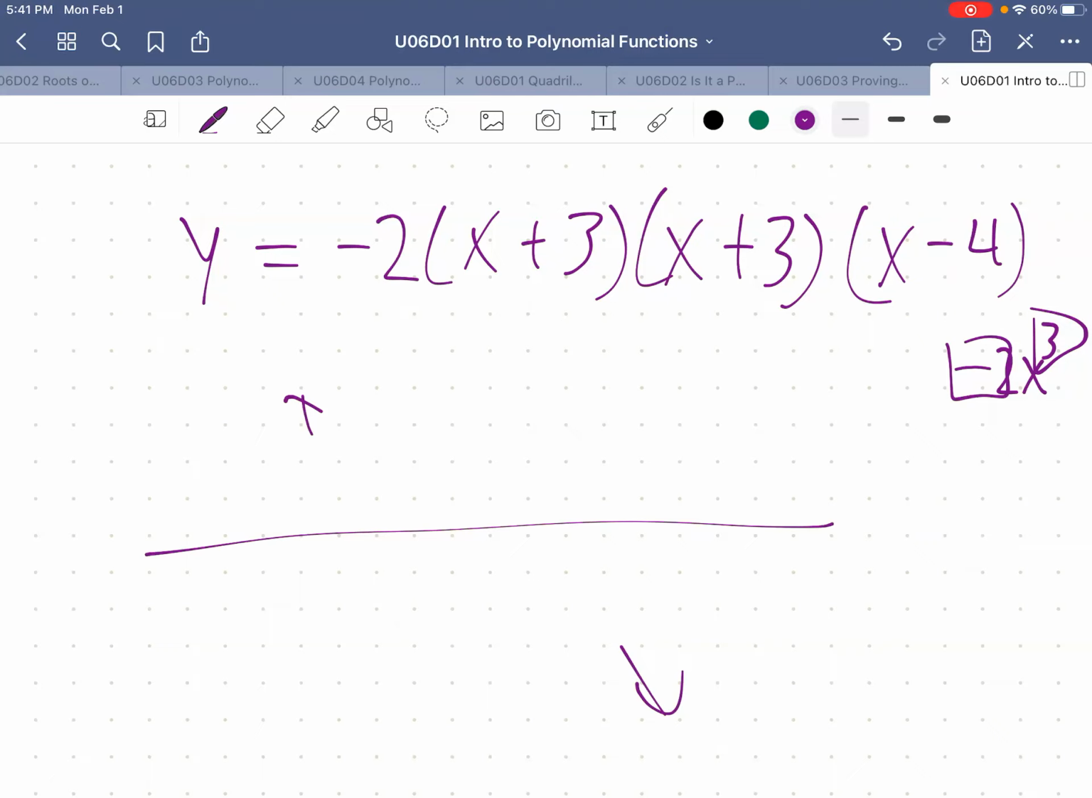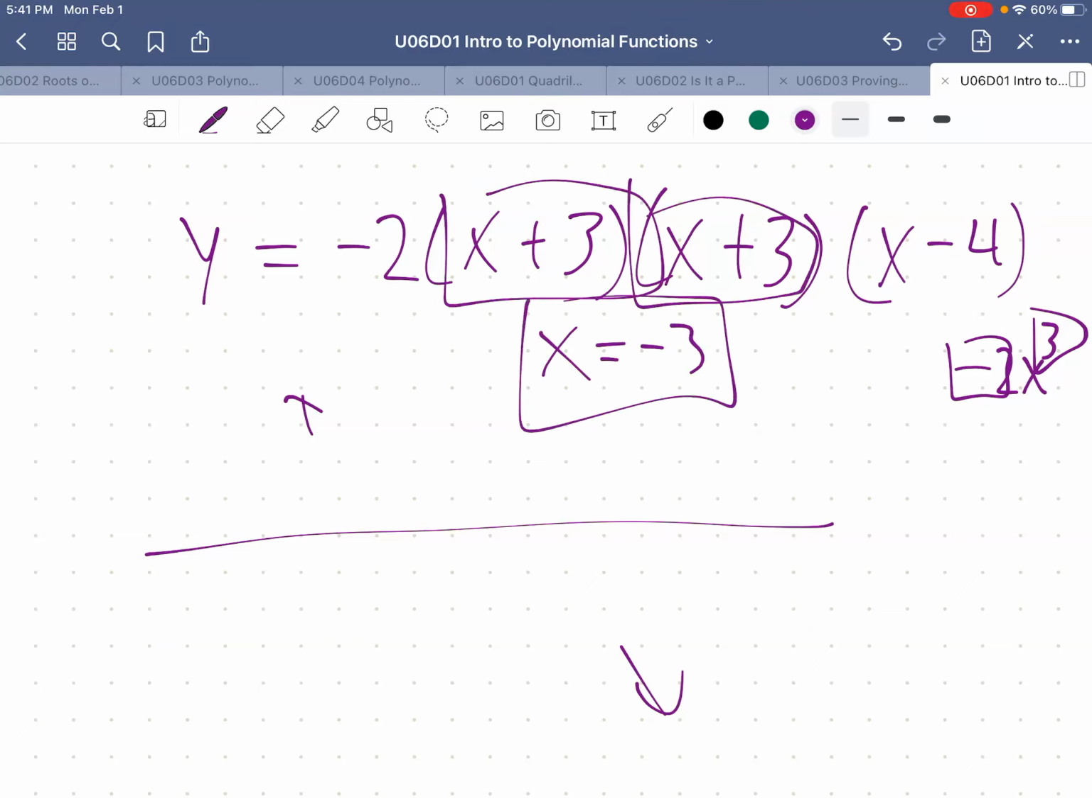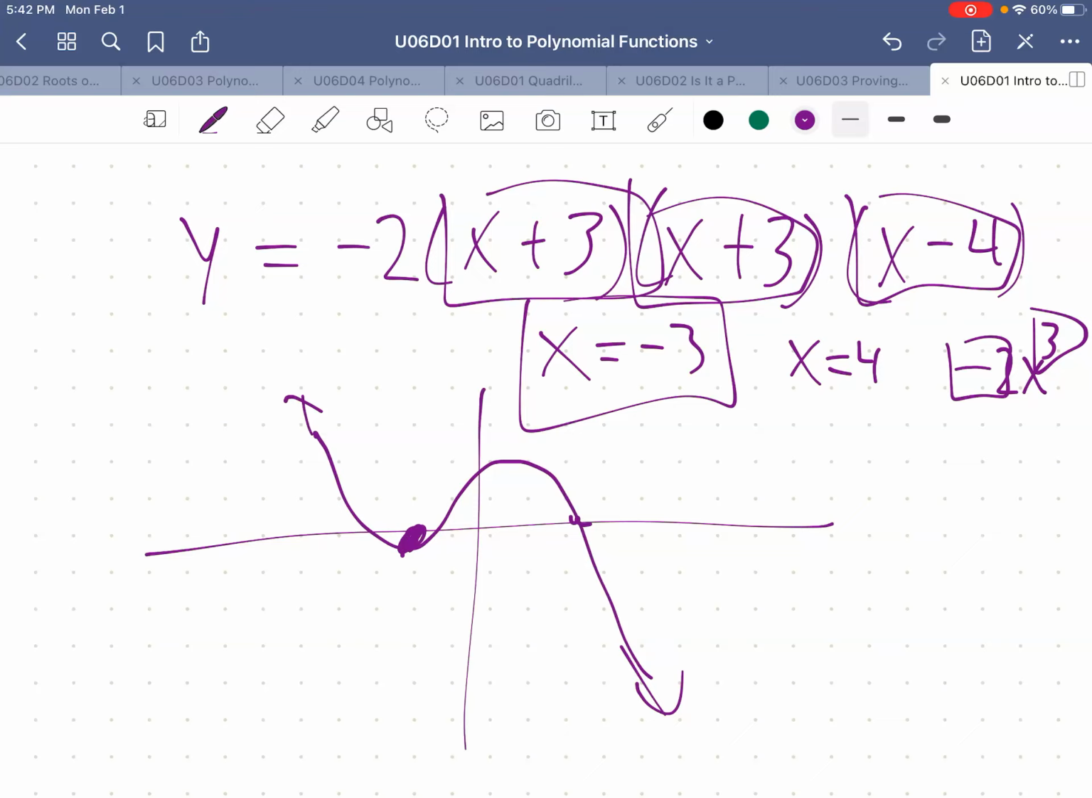It would have 2 x-intercepts. One would be at negative 3, because this is a repeated root. So they both have this root, and this would have a root at x equals 4. So at negative 3 and 4, there would be 2 roots. So the graph would only intersect the x-axis in 2 places.